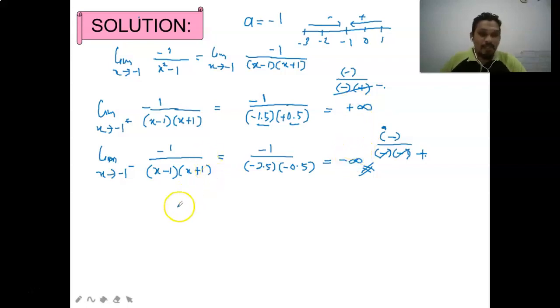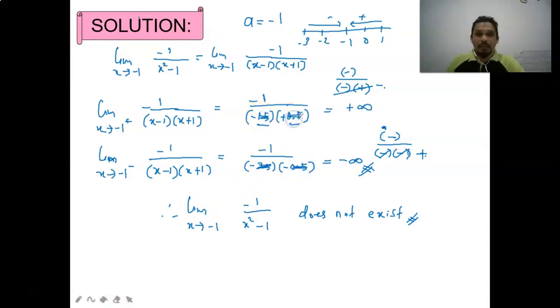Okay, so what is our conclusion then? The limit as x approaches negative 1 of negative 1 over x squared minus 1 does not exist. So you may just ignore the value here. We just look at the sign, whether it's positive or negative.